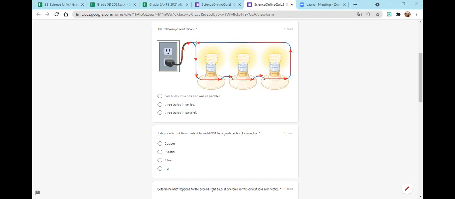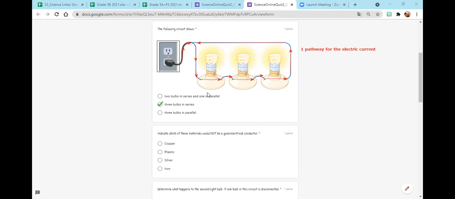How many loops are there? How many pathways for the current to flow? One. There is one pathway for the electric current. What does this mean? That the 3 bulbs are in series. That's right, these bulbs are in series. There is one loop for the electricity to flow.